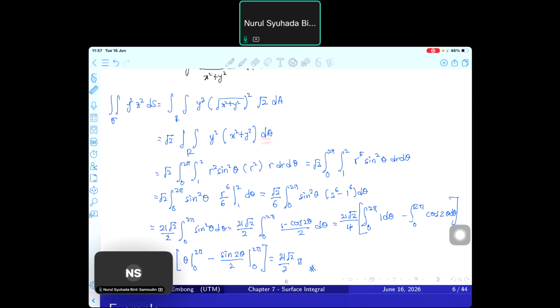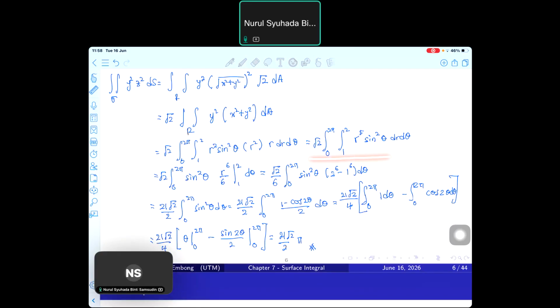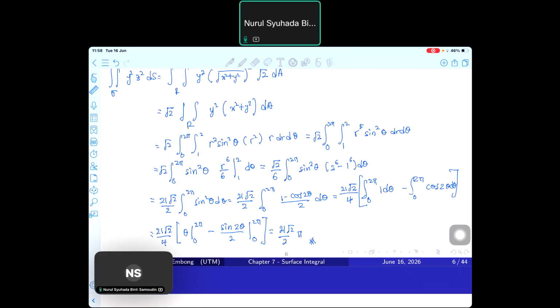So to use the polar coordinate system, I'm going to change dA into r dr d theta. So take out the square root outside here. Changing y squared to r squared sine squared theta, and changing this x squared plus y squared to become r squared. So change everything over here and simplify a little bit. So we have r squared, r squared, r, then we have r to the power of 5, and we just copy again sine squared theta over here. Up until here, we just do the simplification.